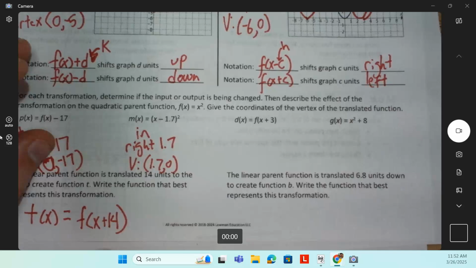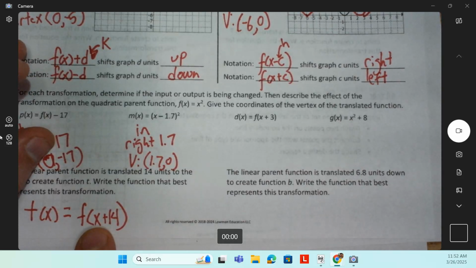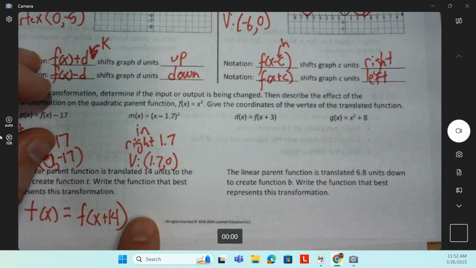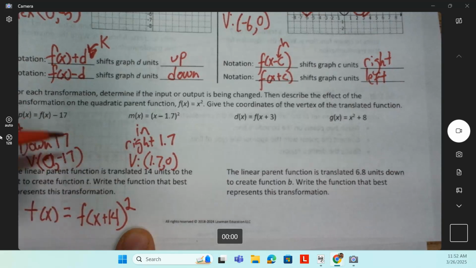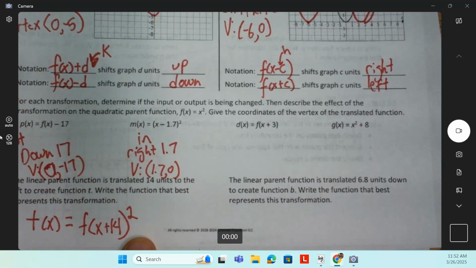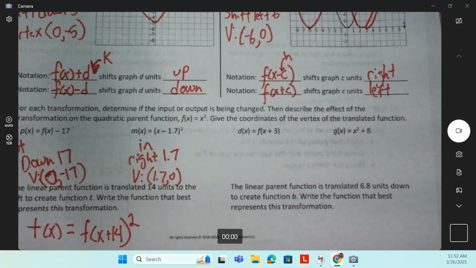So the notation here looks a little bit weird, but if you just think y equals x plus 14, and that would be squared, wouldn't it? So squared there, then you're good to go. So that is looking at translations and working through it like that.